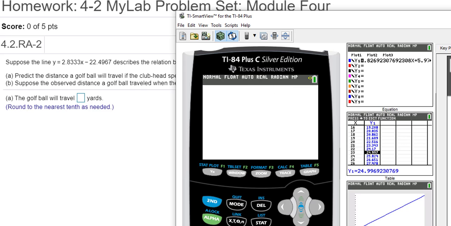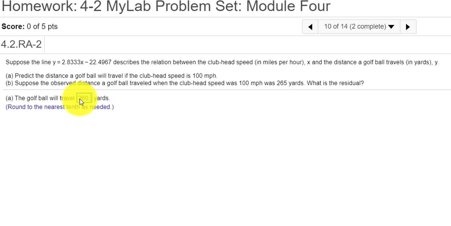And then I press enter, and it says round to the nearest tenth. So I'm going to enter 260.8. 260.8 yards. We check our answer, and I get a good job.